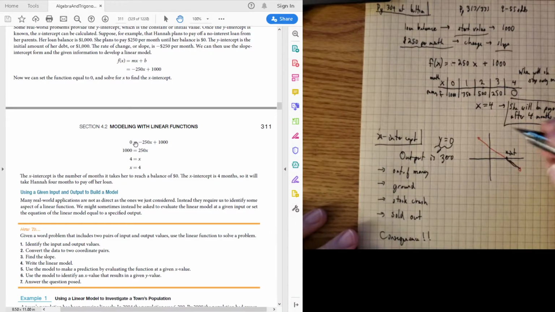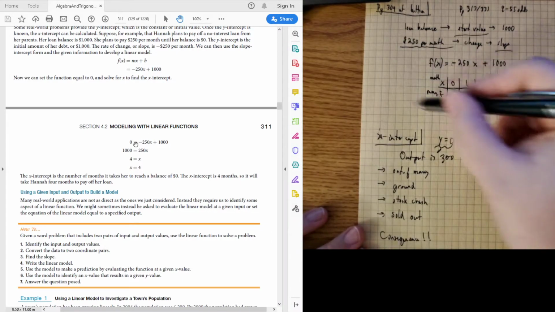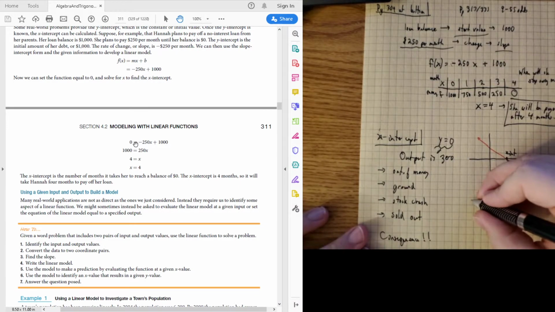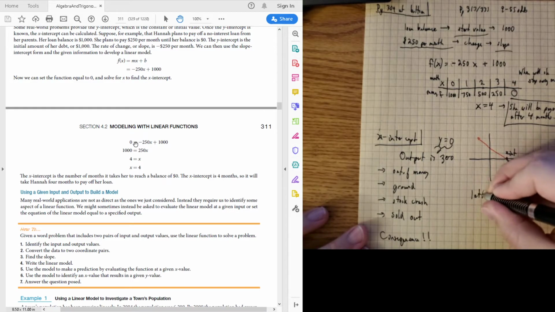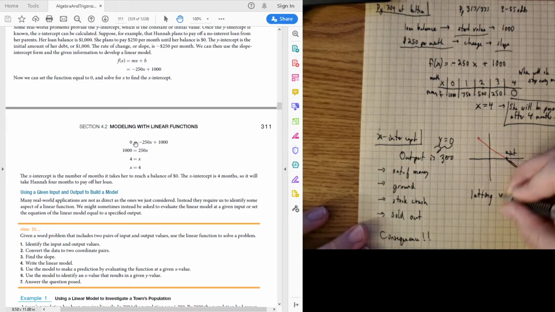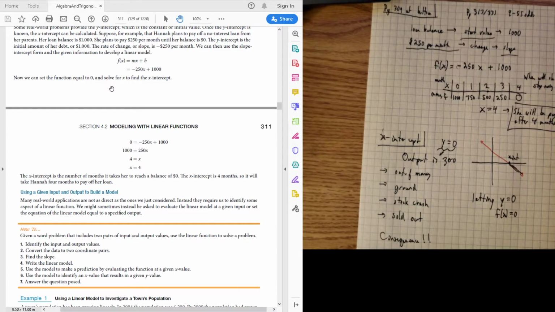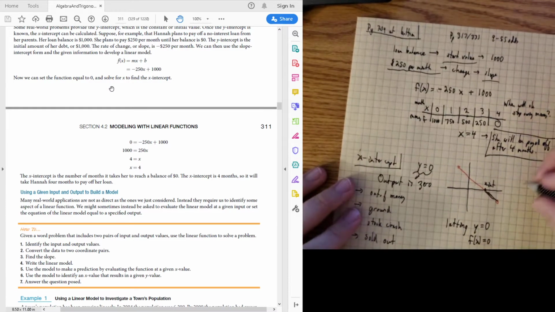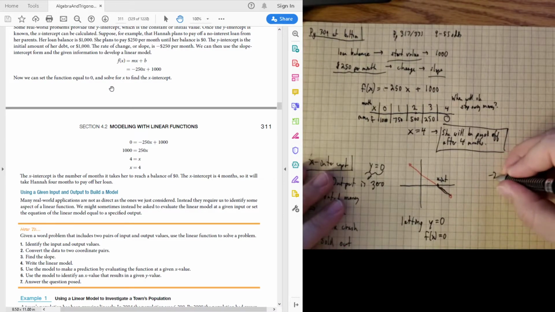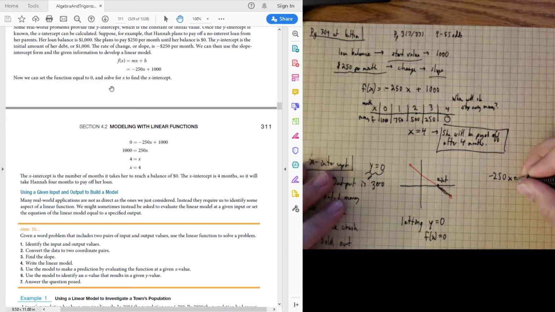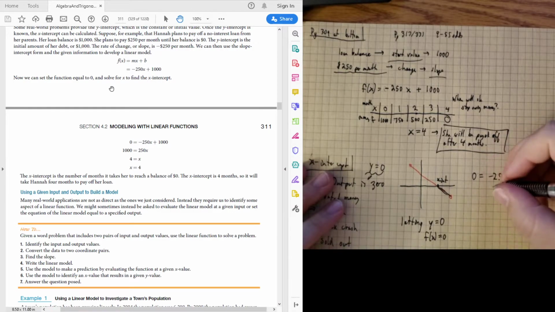And it can be found in one of two ways. It can be found by a graph. It can be found by using a table. It can also be found by letting y equal 0, or letting f of x equal 0. So you can see in our example here how they did that. They took the equation, which was negative 250x plus 1,000, and they let the f of x part of the equation equal 0, and then they started to solve it.